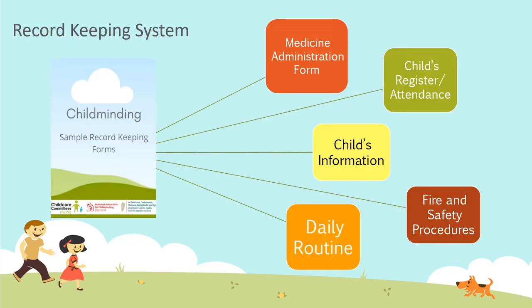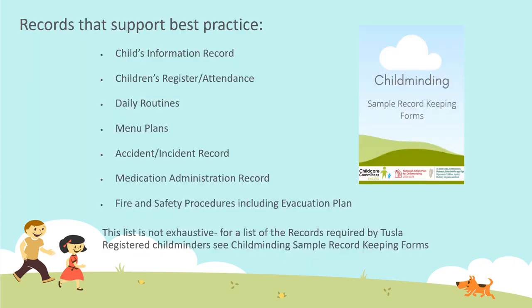The Childminding Sample Record Keeping Forms booklet provides you with the templates of the records you will use in your childminding service. These can be adapted and changed to suit your own childminding service. Some examples of these include Medicine Administration Form, Child's Register Attendance, Child's Information, Daily Routine, Fire and Safety Procedure. So, the records that support best practice.